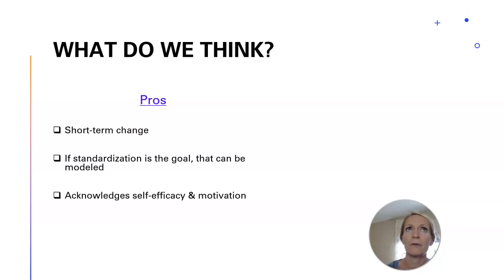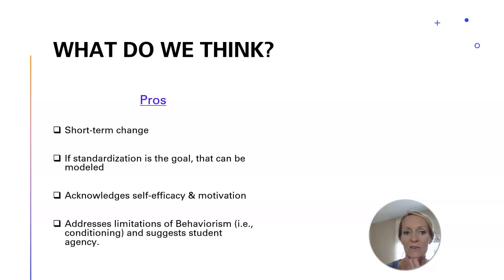Also, a pro for this learning theory is that it acknowledges self-efficacy and motivation, and behaviorism in itself did not. It treated students as passive learners and didn't think about their characteristics, but this one does add in self-efficacy and motivation. And as I touched upon, it addresses a lot of limitations of behaviorism, primarily in the concepts of conditioning, and suggests that students have agency. That's a big push forward for learning theories.